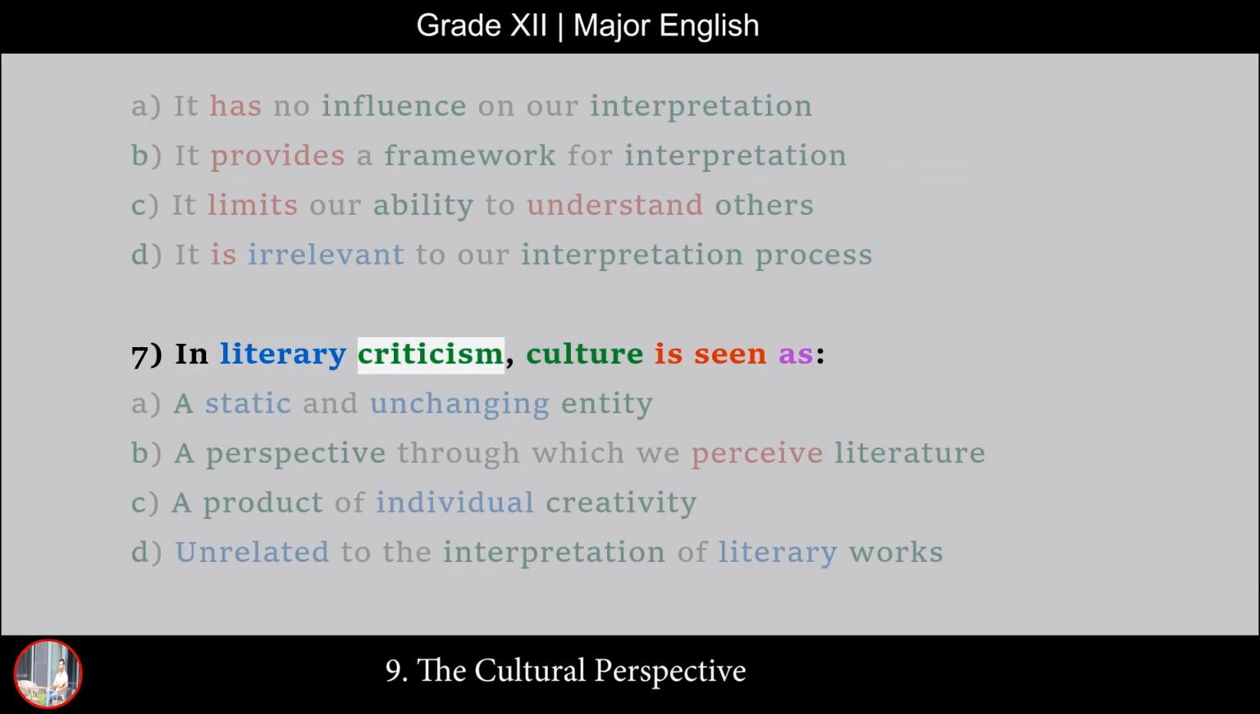7. In literary criticism, culture is seen as A. A static and unchanging entity. B. A perspective through which we perceive literature. C. A product of individual creativity. D. Unrelated to the interpretation of literary works.